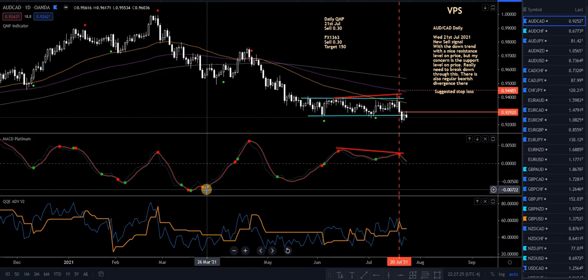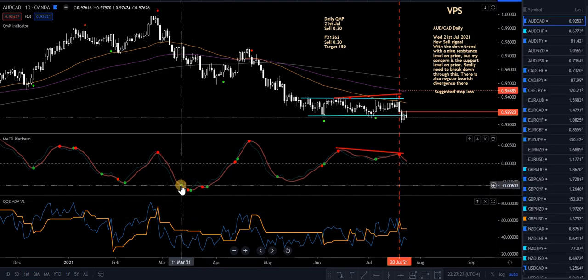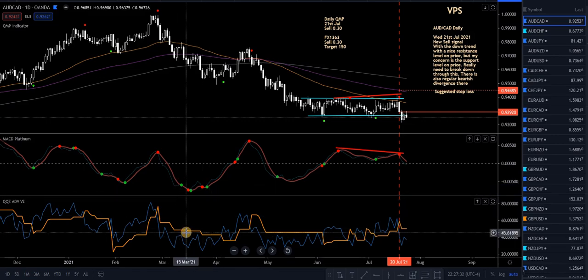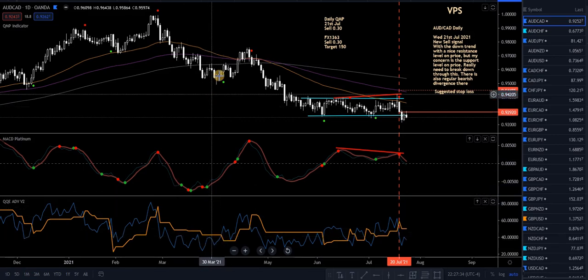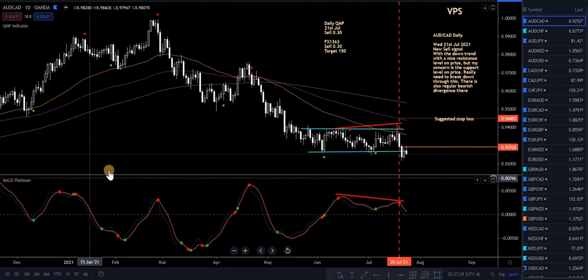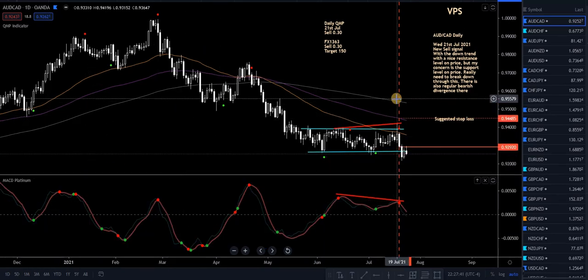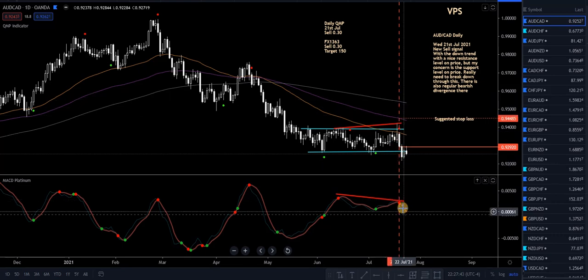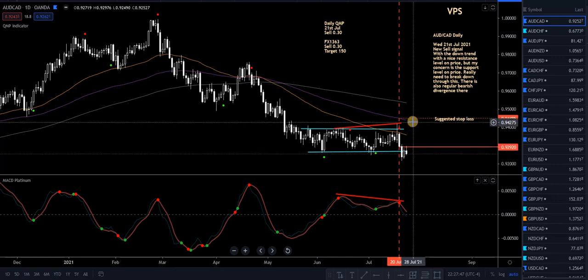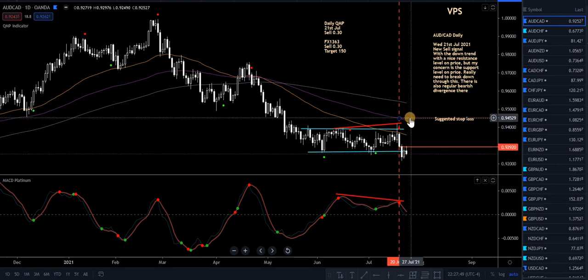See the cross, see there's a green dot here, green dot here, green dot here, and the QQE didn't cross at all until it crossed there, and then the green dot's there. So that's the QQE Advanced. Nice little indicator. So we've got a sell here. We're trying to break this low here. It's going in my favor. Suggested stop loss is this red dotted line.